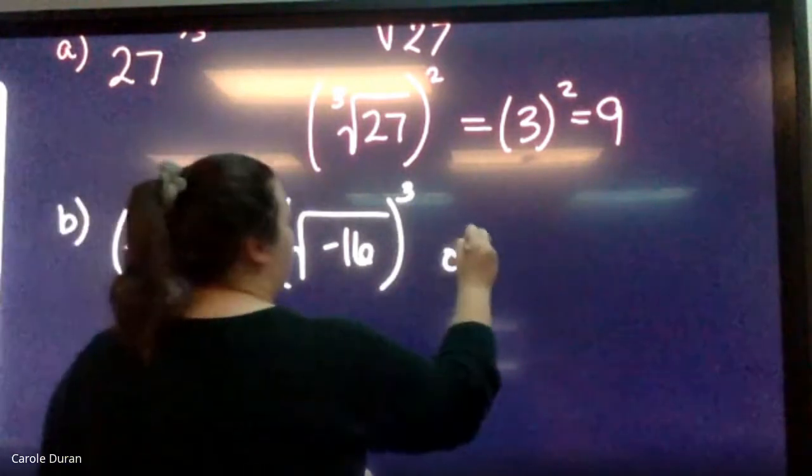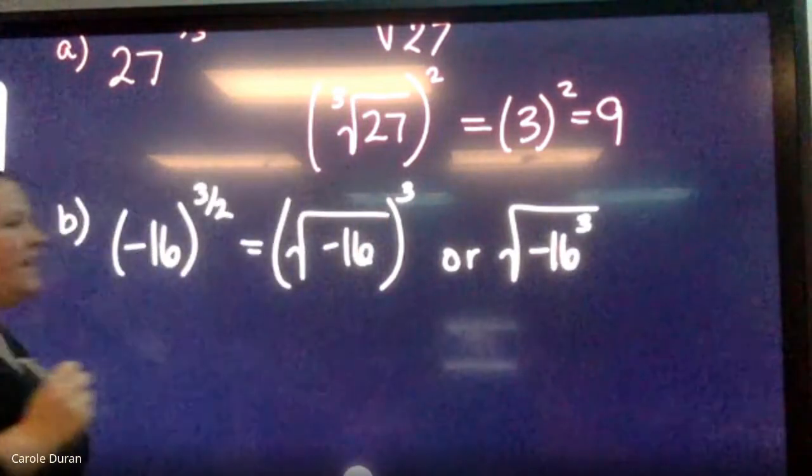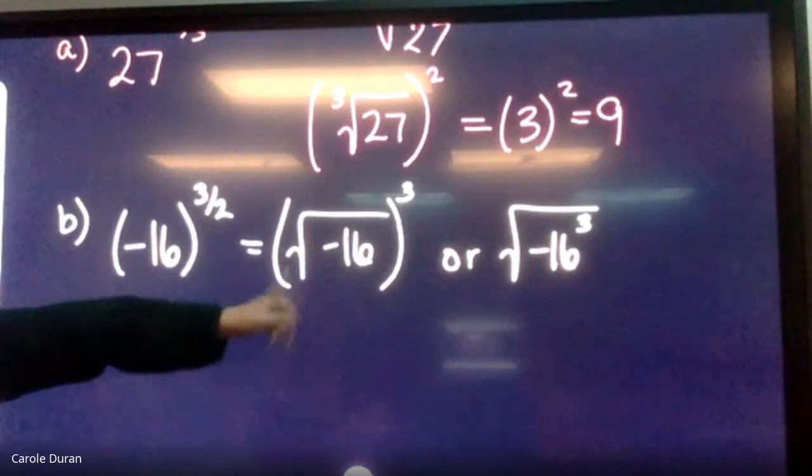Or the square root of negative 16, cubed. Either one of those are the same thing. It doesn't matter which one you choose to do first. I'm just trying to figure out how to cube. Well, negative 16 times negative 16 times negative 16. That's what it means. It's cubed, not cube rooted. So I'd multiply it by itself 3 times. That'd be a way. What's the answer of this one going to be?